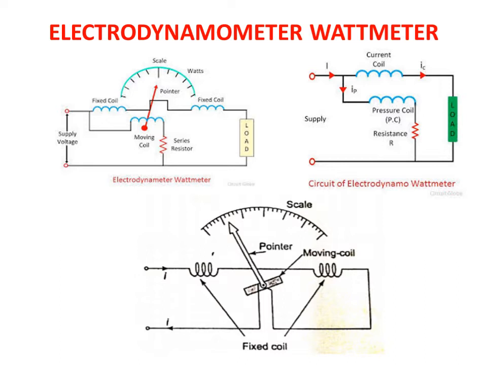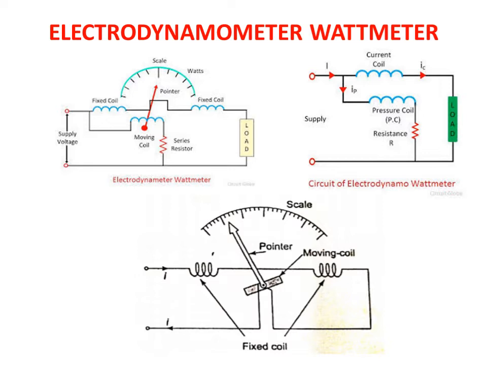The electrodynamometer type instrument is similar to the PMMC type instrument, except that the permanent magnet used in the PMMC type is replaced with another fixed coil that generates the necessary magnetic field. Now here in this diagram you are seeing two coils. The first one is the fixed coil and the second one is the moving coil.